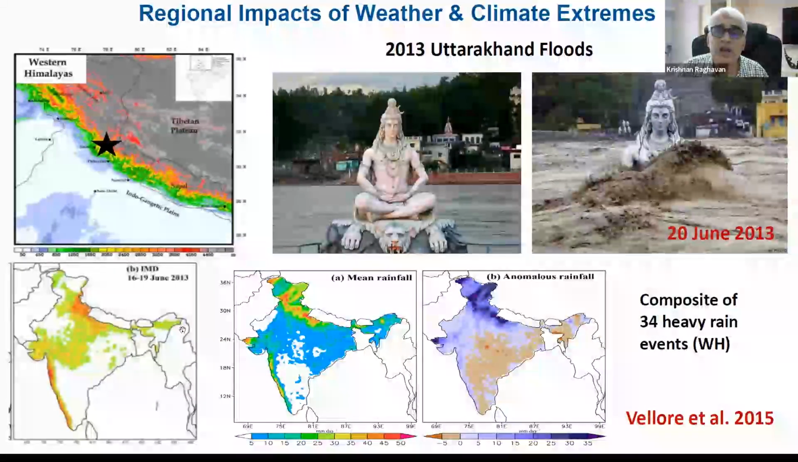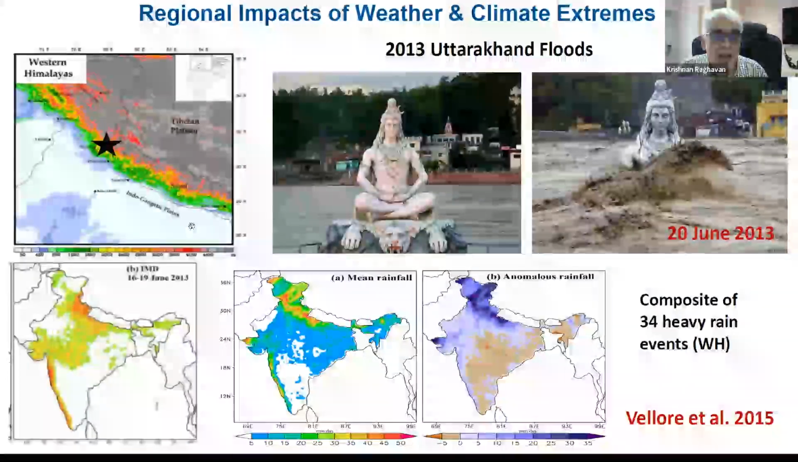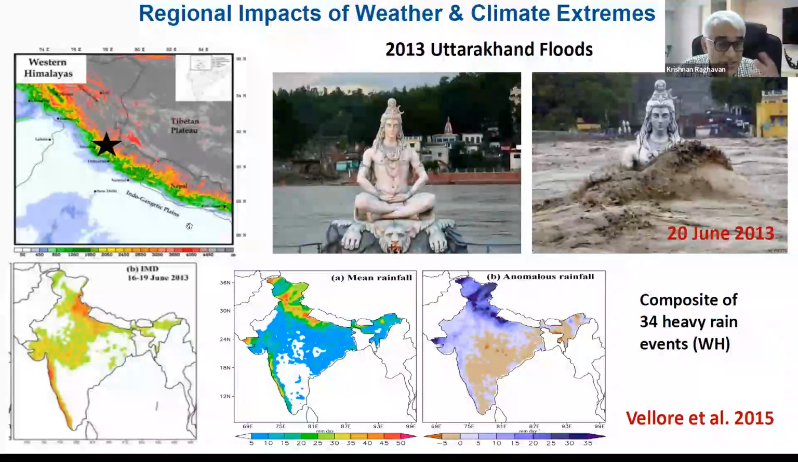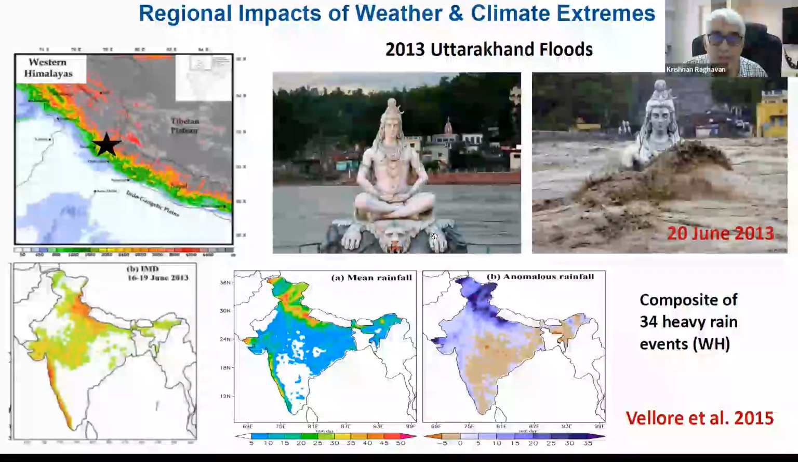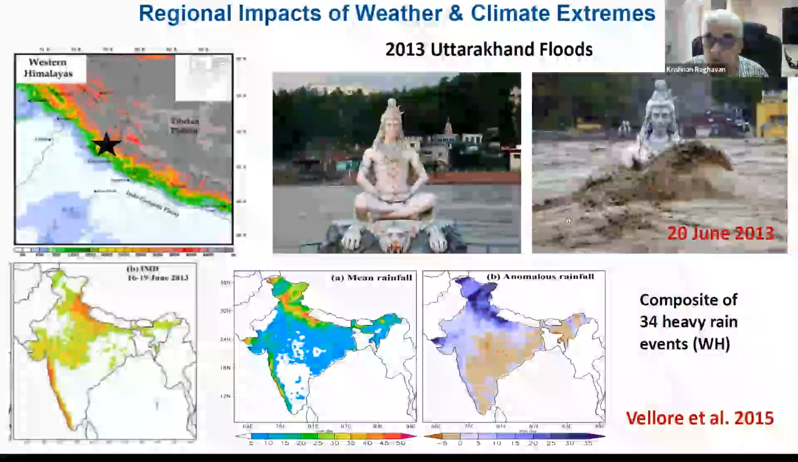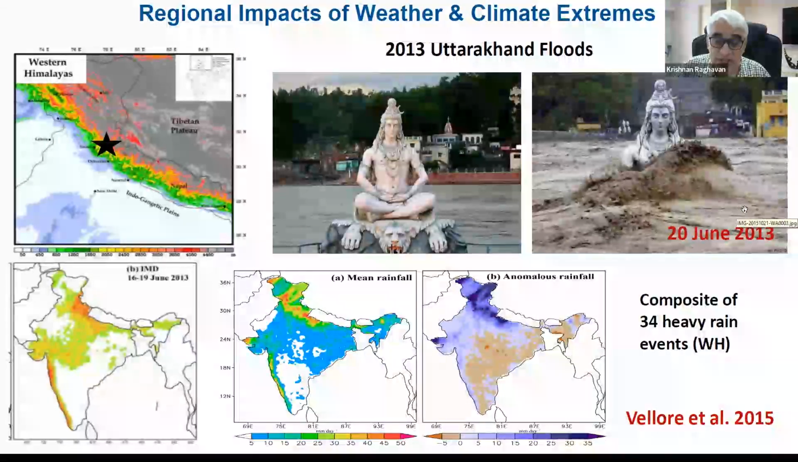This is the example of the 2013 heavy precipitation over Uttarakhand, and this had a very strong teleconnection to the polar region. I'll be coming to that. Many stations in the Western Himalayas, this was around the 16th of June, when this heavy rainfall happened in Uttarakhand, and several stations received more than 200-300 millimeters of rain in a day. And this is just showing the statue, a mighty Shiva statue. It was very badly affected because of the flooding.